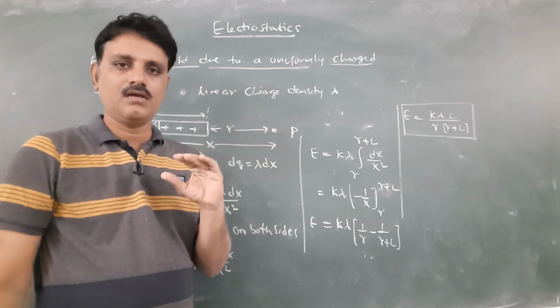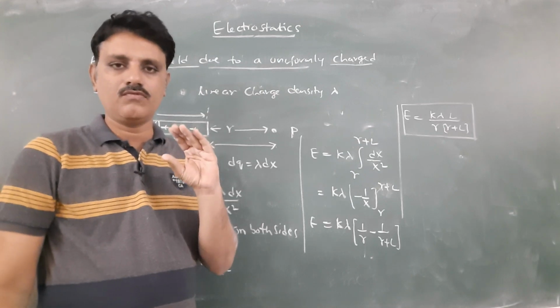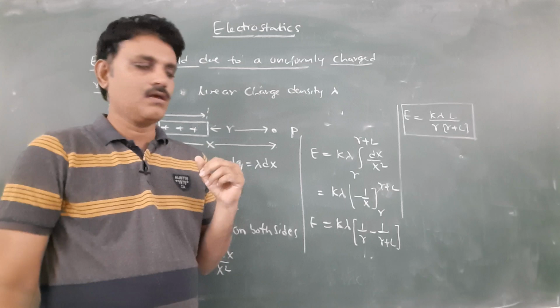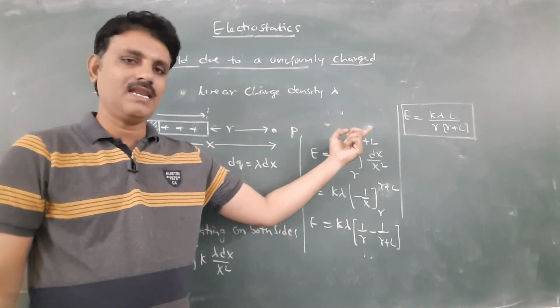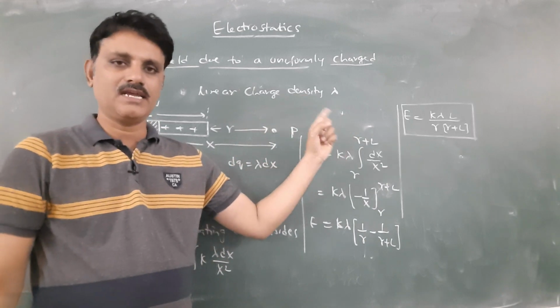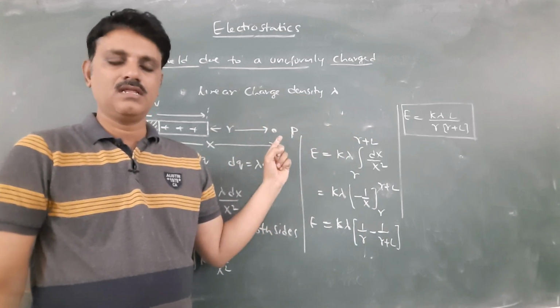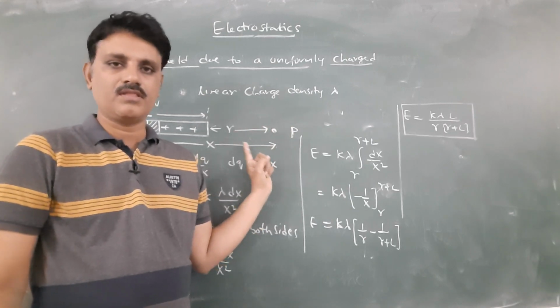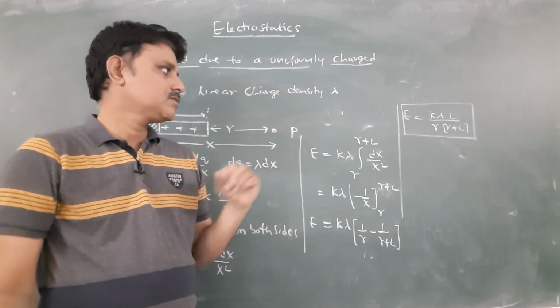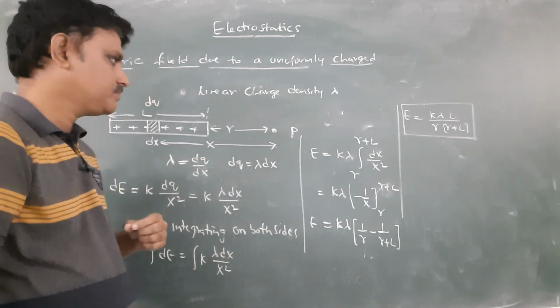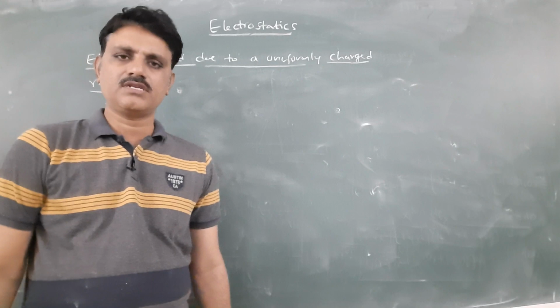We calculated the electric field due to a uniformly charged rod along the axial line. Along the axial line, its value is k lambda L by r into r plus L, where L is the length of the rod and r is the distance of the point where you want to measure the electric field from the edge of the rod. So finally, that is the result. Let us go to the next case.